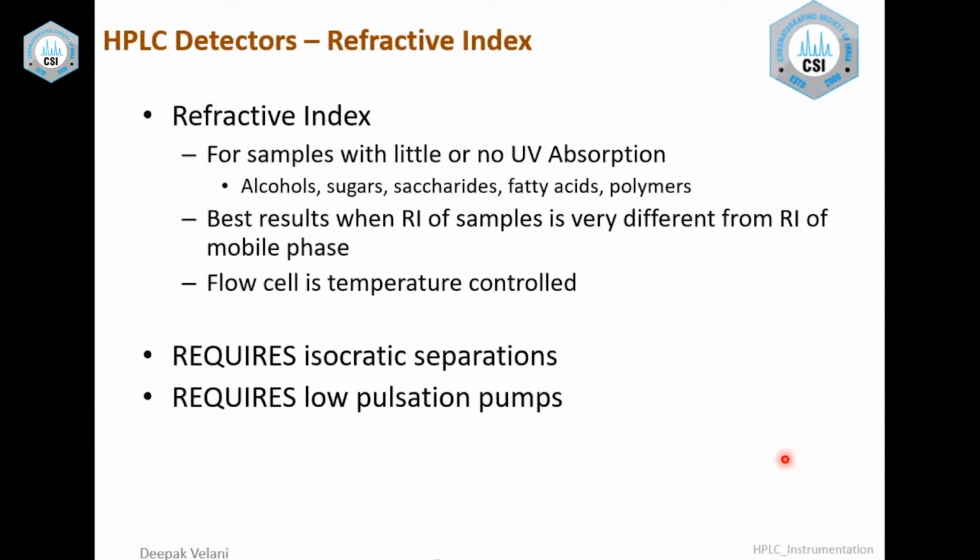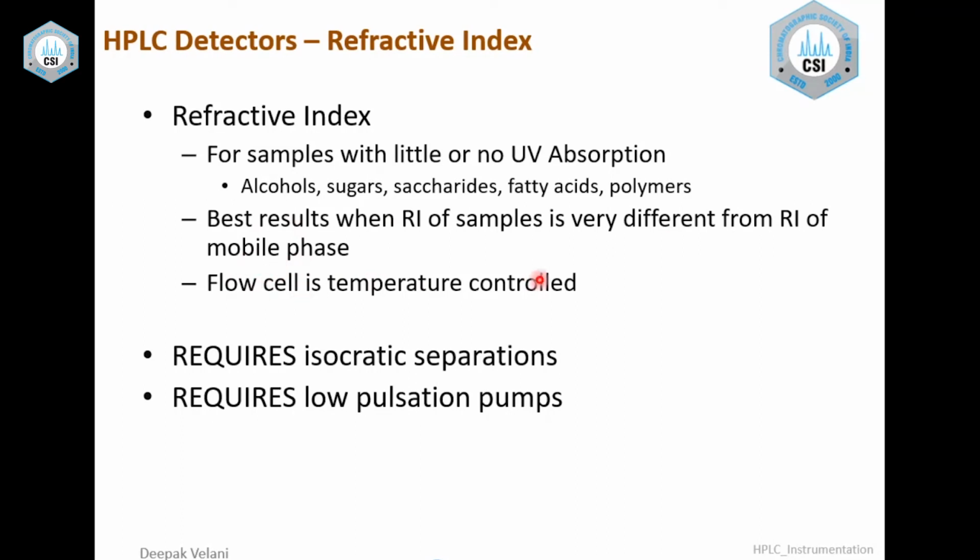Refractive index detector is a universal detector, and I'm sure you will see this being used when there is no compound having any kind of absorbance. Chromophoric groups are not there, so alcohol, sugar, saccharides, fatty acids, polymers, refractive index can be used as a detector for this kind of compounds, and we can obtain quite good results.